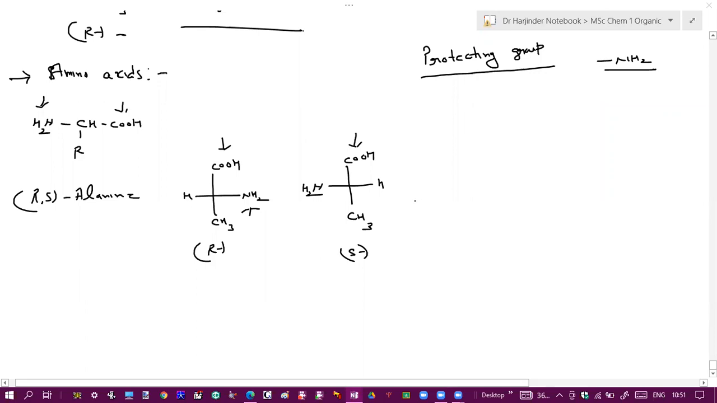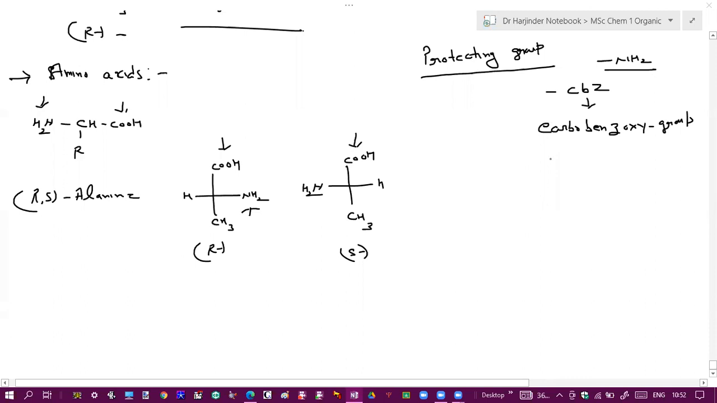How can we reduce the reactivity of this NH2 group? This question comes very often in competitive exams, mostly. How can we protect the NH2 group? We can protect it by using the CBZ group. What is CBZ? It is the carbobenzoxy group. This CBZ is the carbobenzoxy group and is used for the protection of the NH2 group.